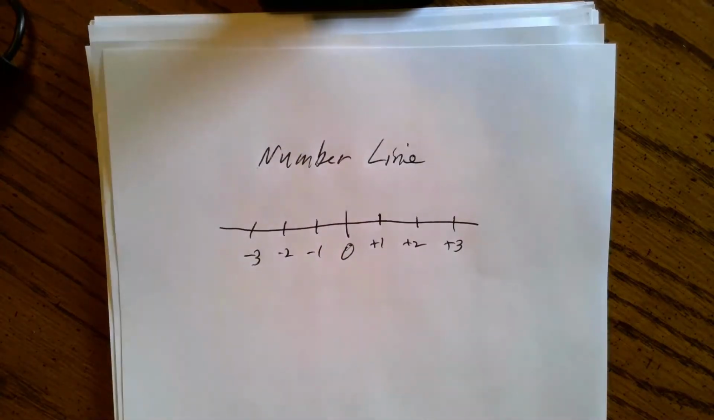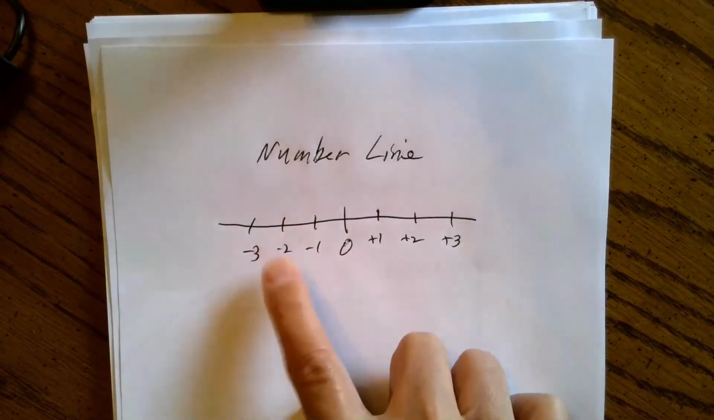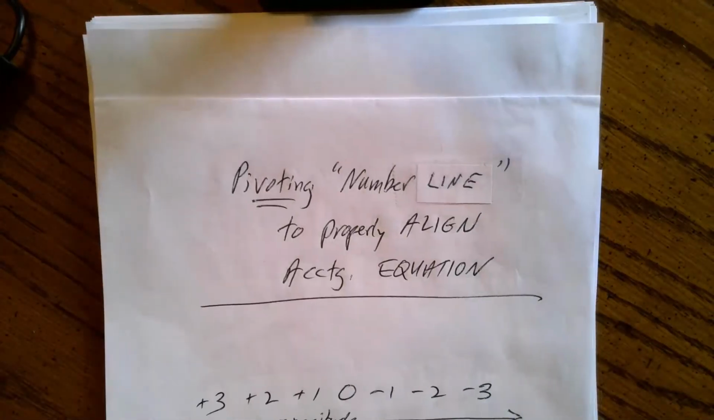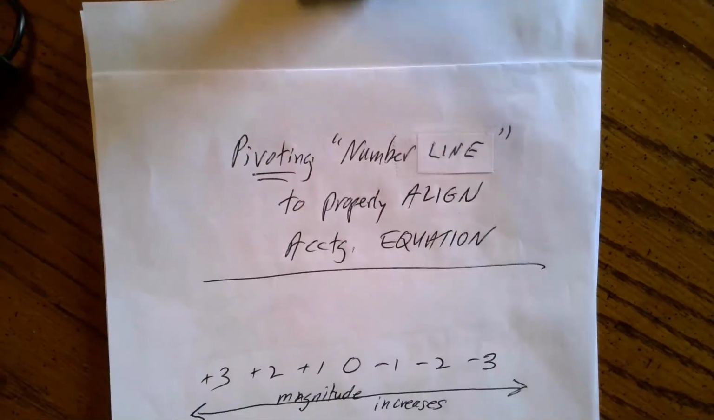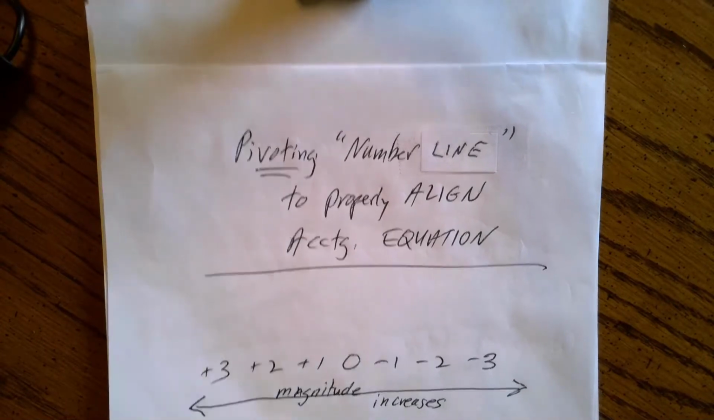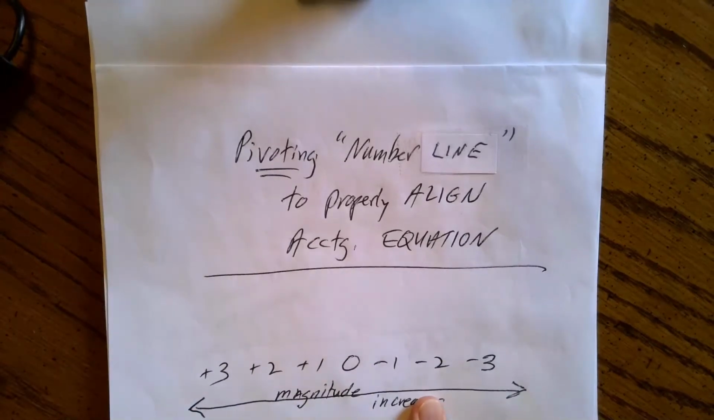All I have to do is make one adjustment to this. We have to invert this. I'm going to put positives over here and negatives over here. So pivoting that number line to properly align it with the accounting equation, I've got positives on the left representing assets, negatives on the right representing claims on assets when assets are held by the entity.